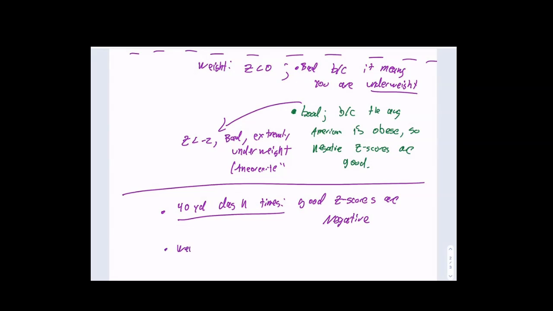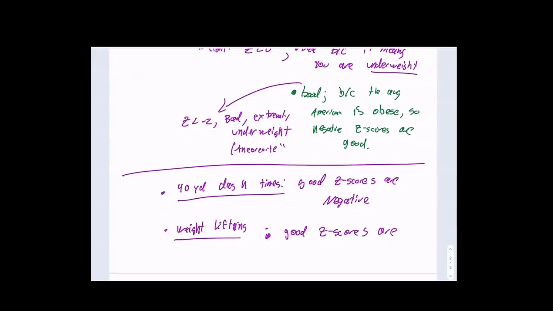If we're talking about weightlifting, then good z-scores are what? Positive or negative? You're lifting weights. Positive, in this case. The more weight you can lift, the more above the mean you are in terms of the weight you lift, the better.